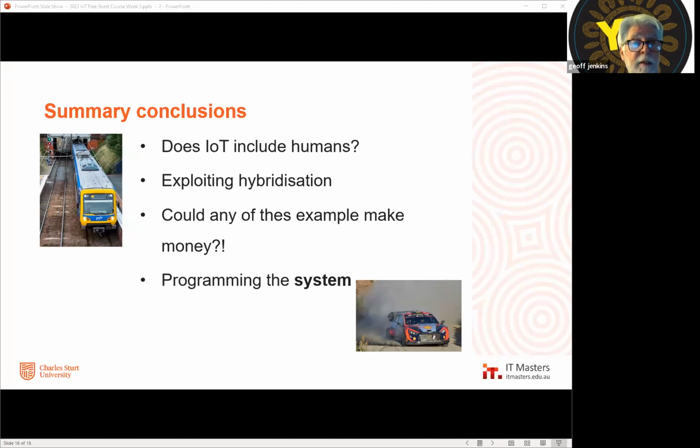There's a typo here, Shane. Could any of these examples that we've given, the three at least and a couple of others we've mentioned, could we make money out of any of them, do you think, Shane?